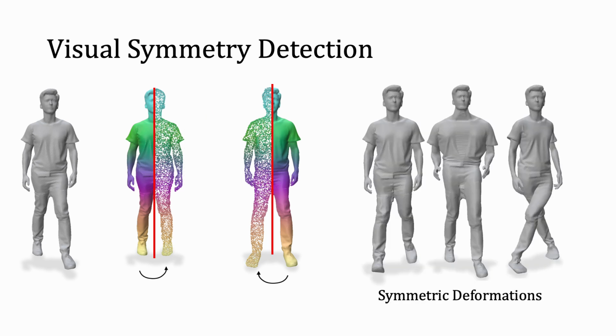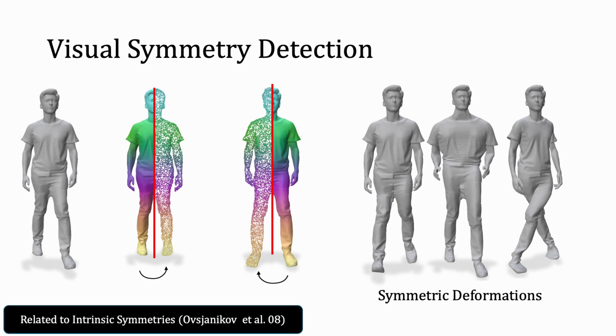With our symmetry plane active, we are able to perform complex symmetric deformations, which would be impossible to achieve without having correctly identified this symmetry. We also note this concept of visual symmetry is related to intrinsic symmetries, which was investigated by Max Ovsjanikov et al. in 2008. Though we note intrinsic symmetry detection is still sensitive to local geometric differences, such as the differing folds of the cloth geometry, whereas our detection is robust to those low-level geometric differences.